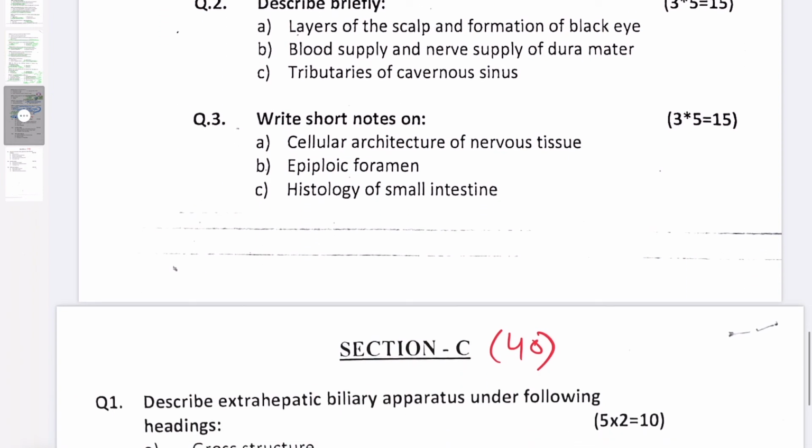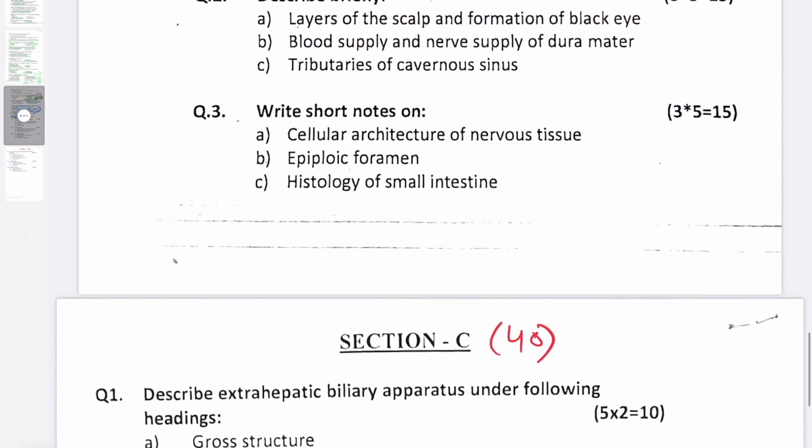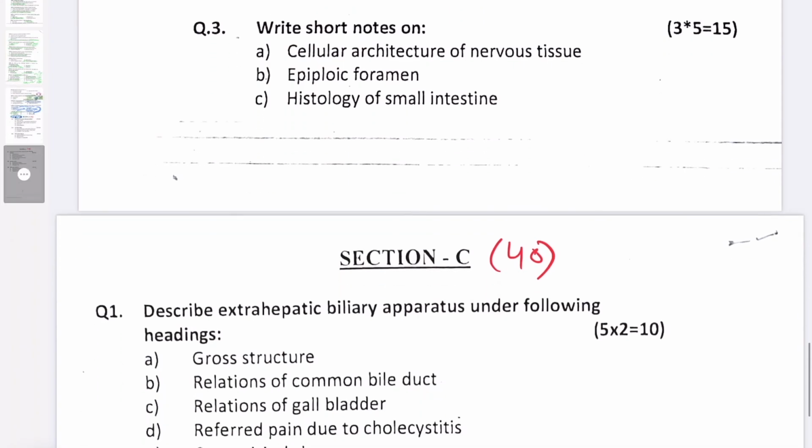Short notes, 5 marks each. Cellular architecture of nervous tissue. This was to be described. Types of neurons and the types of neuroglia, as well as the microglial cells. Then epiploic foramen, histology of small intestine.